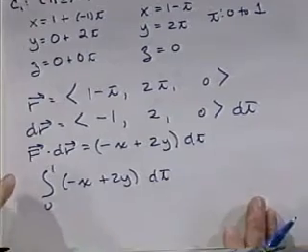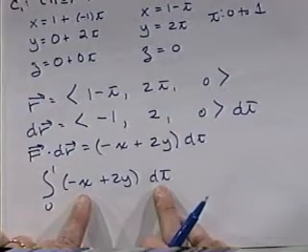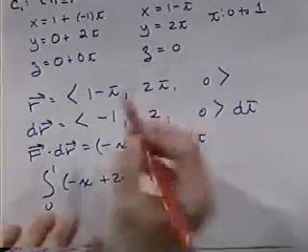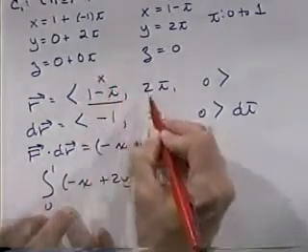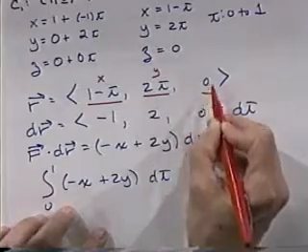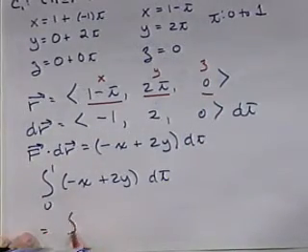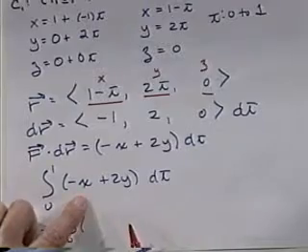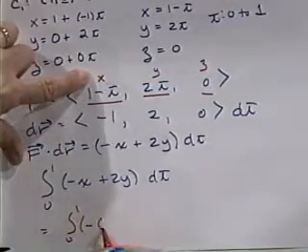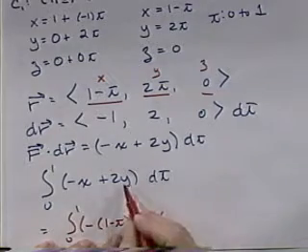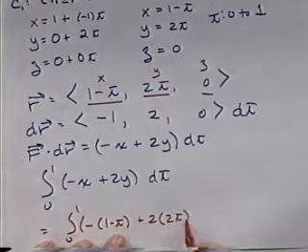But people, I have a problem here. This is in x's and y's, and I got a dt here. So what am I going to do? Remember, this is x, this is y, this is z. So you're going to plug in here. Where you see x, you're going to plug in 1 minus t. Where you see y, you're going to plug in 2t.